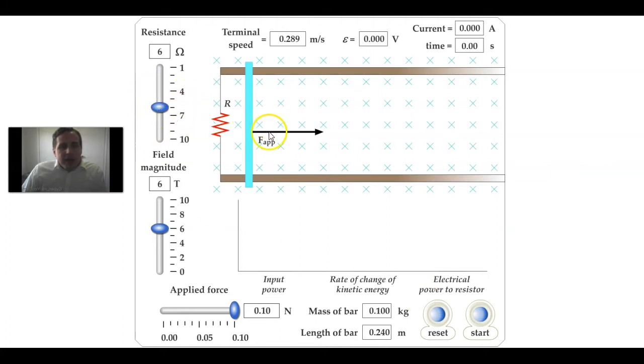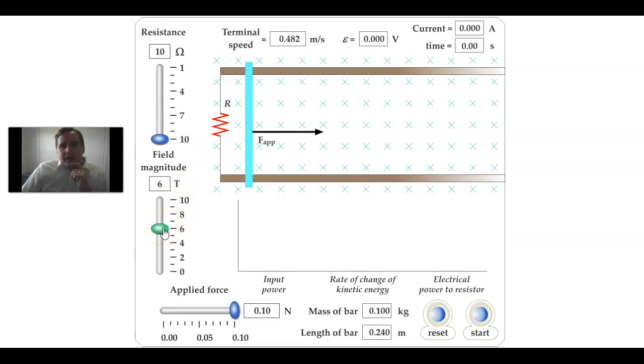Okay, so let's try to imagine what's going to take the longest time to build up to a terminal speed. If we have the largest force, that should increase the terminal speed. I would also say the greater resistance. Why greater resistance? If you have a greater resistance, it's more difficult to build up the electric current, so it's harder to produce that induction.